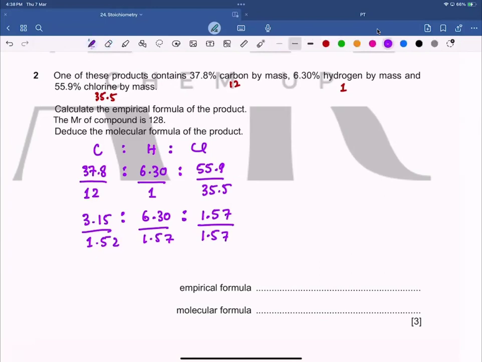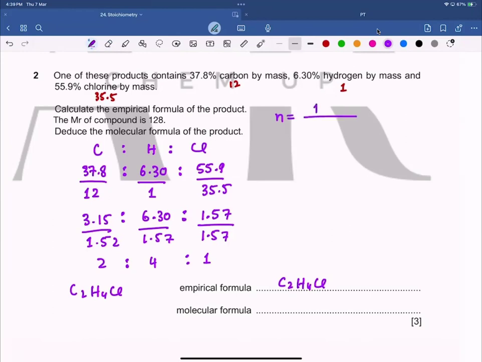So here it would become 2. This one would become 2. And this one, it's 4. Okay. 4 and 1. So the empirical formula becomes C2H4Cl. So I got the empirical formula C2H4Cl.